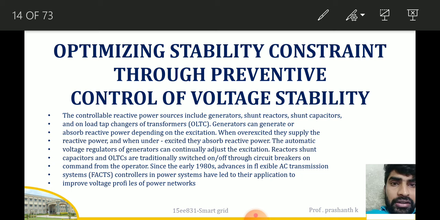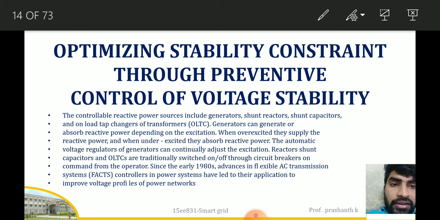The generator can absorb reactive power depending upon the excitation. When over excited, they supply reactive power. When under excited, they absorb reactive power. The automatic voltage regulators of generators can continuously adjust the excitation. Reactor and shunt capacitor voltages are traditionally switched on and off through the circuit breaker on command from the operator. Since the early 1980s, advances in flexible AC transmission systems, FACTS, controllers in the power system have led to their application to improve the voltage profiles of power networks.